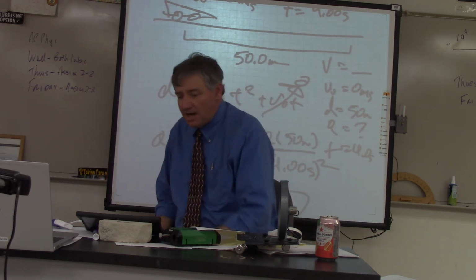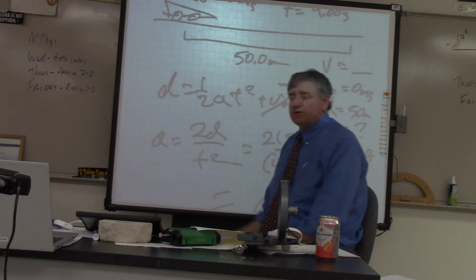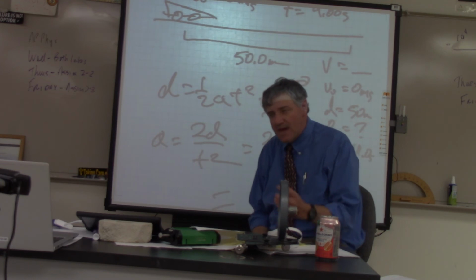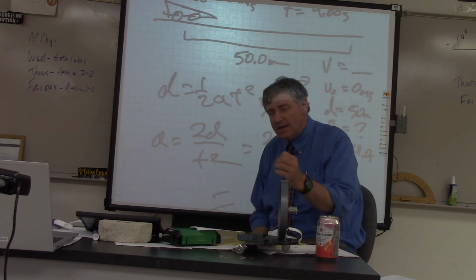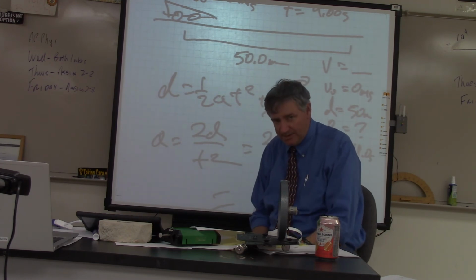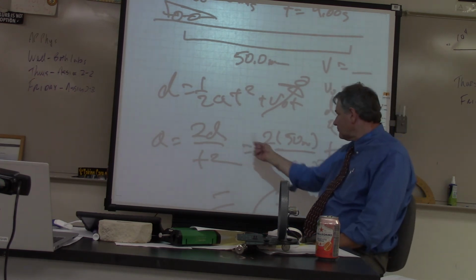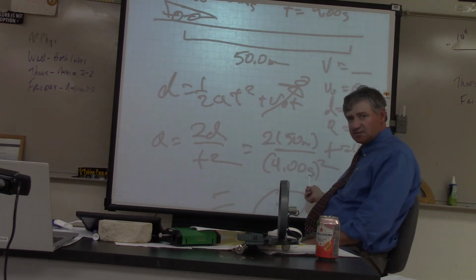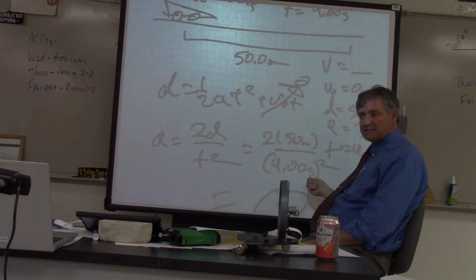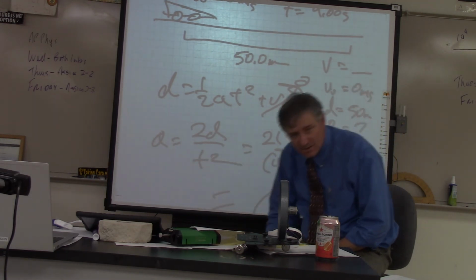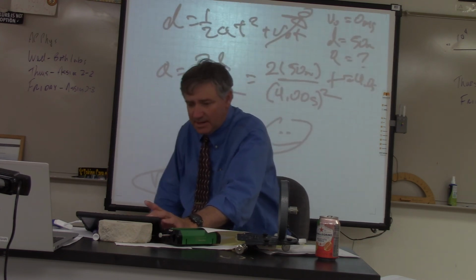So, I know how far I'm going to go. I know my time. What I don't know is my acceleration. I beg of you, get in the habit of solving these equations first, and then putting in the numbers. So in this situation, I'm going to take 2 times 50, and divide that by 4 seconds squared. Now look what happens with the units. I got meters divided by seconds squared. That's going to give me the correct units of meters per second squared. I don't know the answer to that, I just made it up.